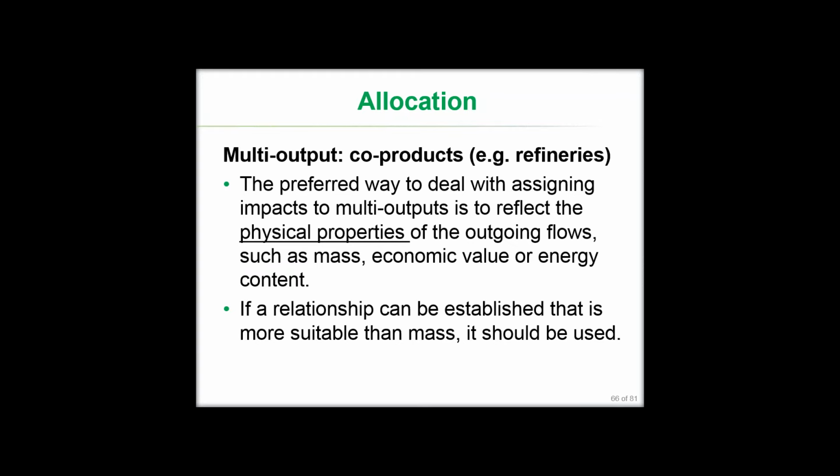Now let me give you an example of each of the two most important ones. The first one being multi-output LCA, when there are multiple products coming from a production unit. ISO tells us that we need to look at trying to match as closely as possible the physical properties of the outgoing flows. That could be mass, that could be economic value, that could be energy content.